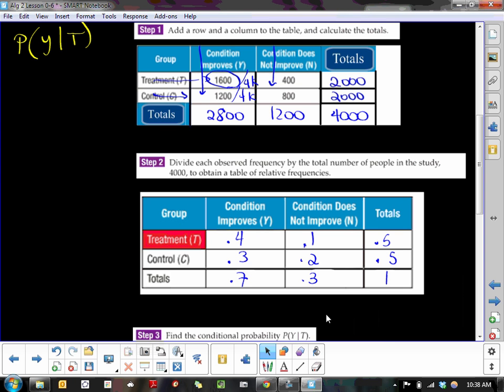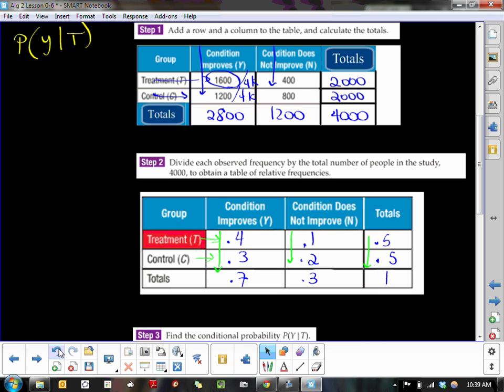Okay, I filled in the table. If we did all of our calculations correctly, then 4/10 of the people who responded to the treatment said yes. 3/10 in the control group said they improved. And if you notice the totals coming down here, these add up to 0.7. The totals coming down here are 0.3. The totals here, half and half, is a 1. And the totals coming across also add up to the correct responses.